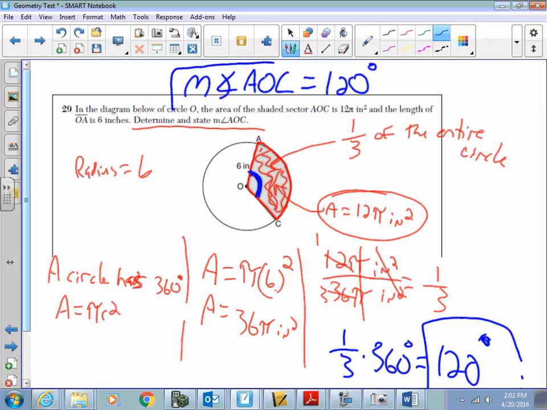Make your answer obvious so whoever's grading it doesn't have a problem looking for it. Might as well make it easy on them.